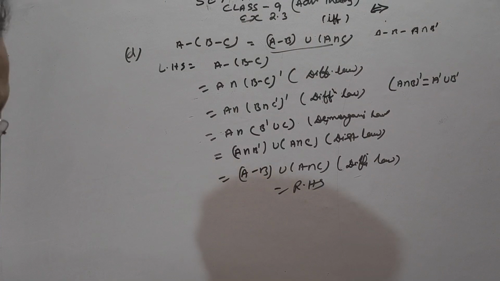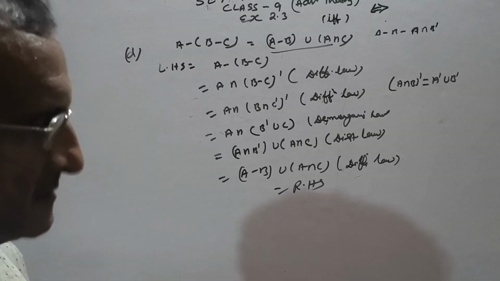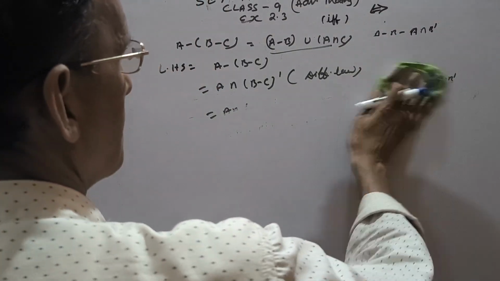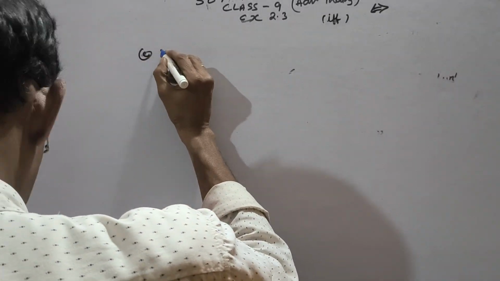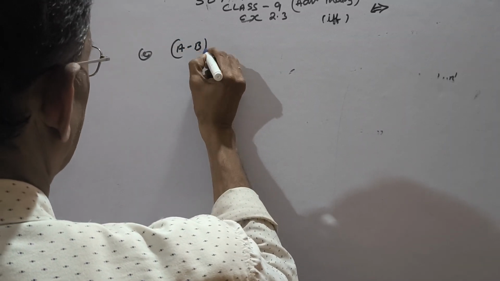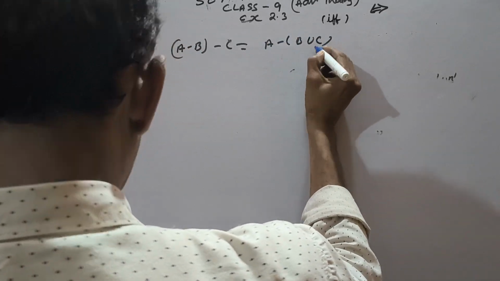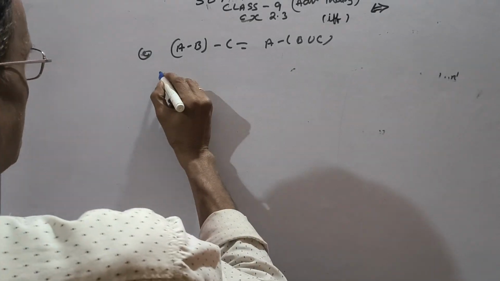How many sums are there? We have done number D. Number E is also there. Question is: A minus B minus C is equal to A minus B union C. Okay. Take the left hand side again.